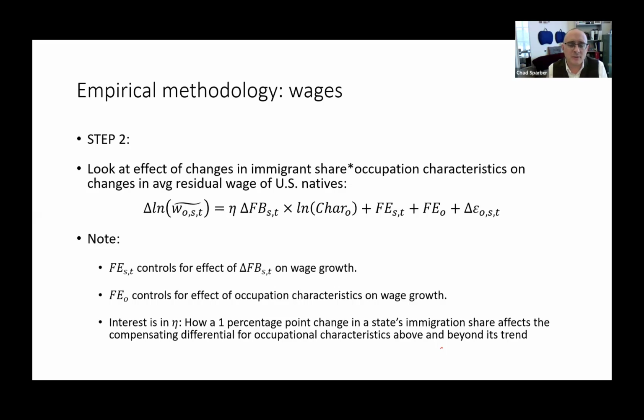Similarly, we have occupation fixed effects there. And so that's going to prevent us from understanding how a particular occupational characteristic is going to affect wage growth. Again, that might be an interesting question, but that's not what we're interested in. We don't really care what the compensating differential paid to hazard exposure, for example, might be. What we're actually interested in is how an immigration influx into a particular state affects the rate of return to a particular job characteristic, right? That's what that beta term is basically trying to capture, okay?